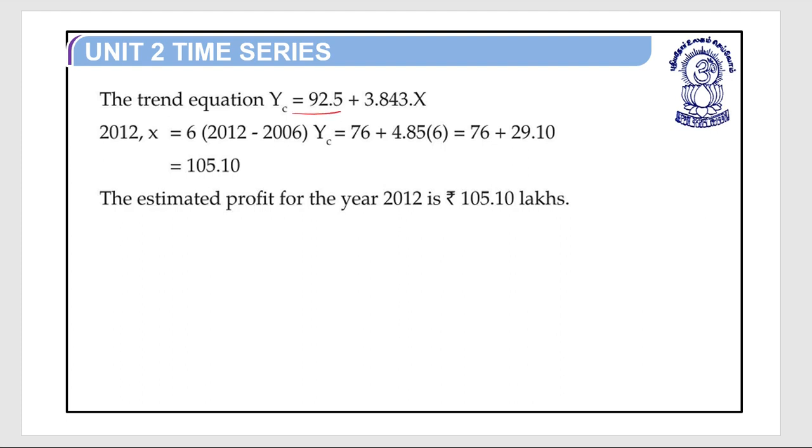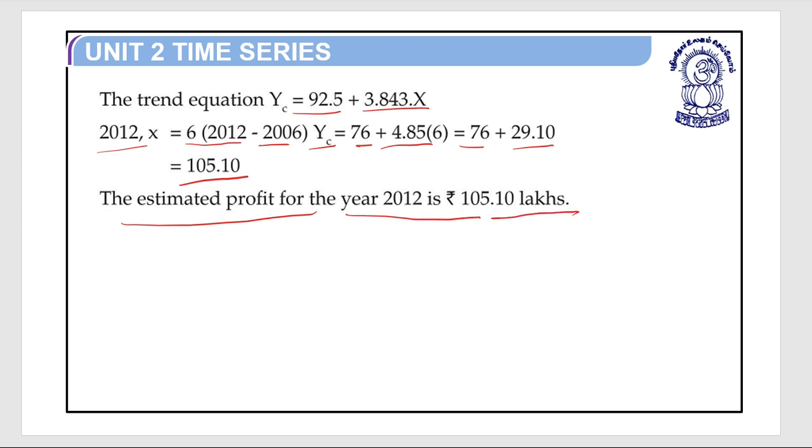The trend equation is Yc equals 92.5 plus 3.843x. For 2012, x is equal to 6, that is 2012 minus 2006. Yc is equal to 76 plus 4.85 into 6, which is 76 plus 29.10. So it is 105.10. The estimated profit for the year 2012 is 105.10 lakhs.